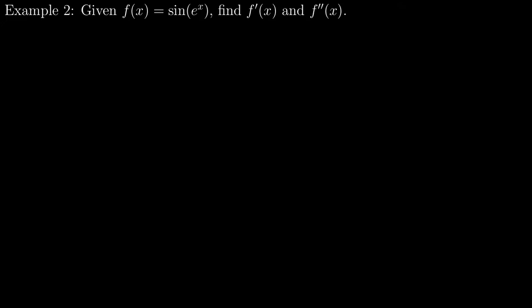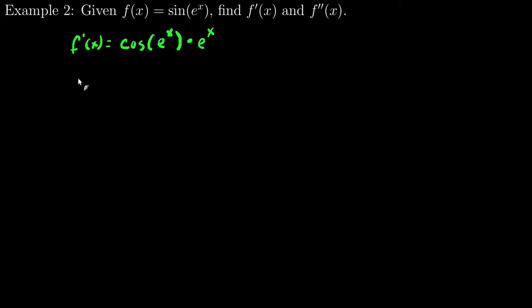Second example. In this one, I'm going to take a first and second derivative, and instead of having a chain rule where e to the x is the outer function, here I have a chain rule where e to the x is the inner function. So for the first derivative, I take the derivative of the outer function, so the derivative of sine is cosine. I leave the inner function unchanged, and then I multiply by the derivative of the inner function. The derivative of e to the x is just e to the x.